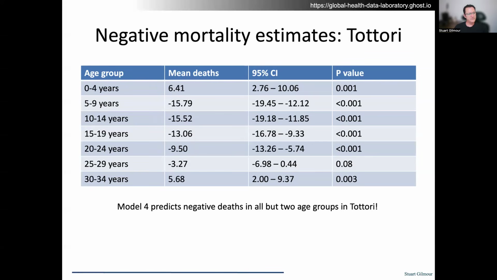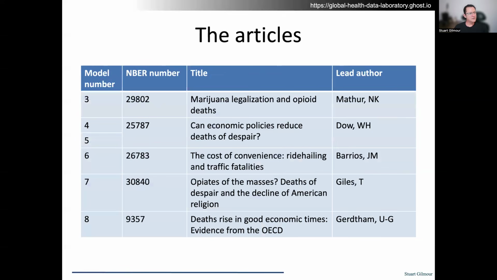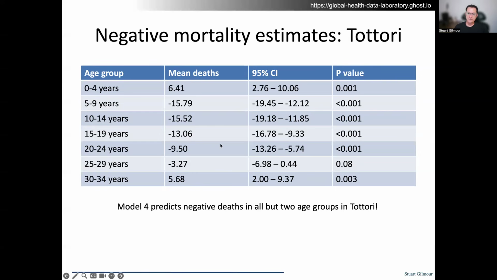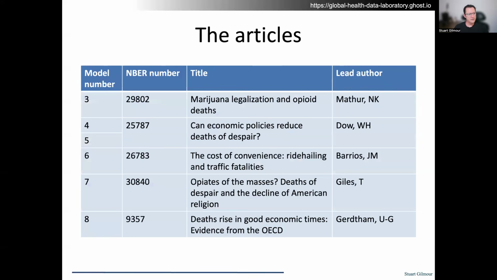Now, this is Model 4, and Model 4 was about can economic policies reduce deaths of despair? Right? So I don't know, would you be despairing if you're coming back from the dead? Depends if you're a zombie or a vampire, I guess. These are the other models I found, and you can see they cover some quite interesting and important topics, but they're not doing it in a way that's meaningful.